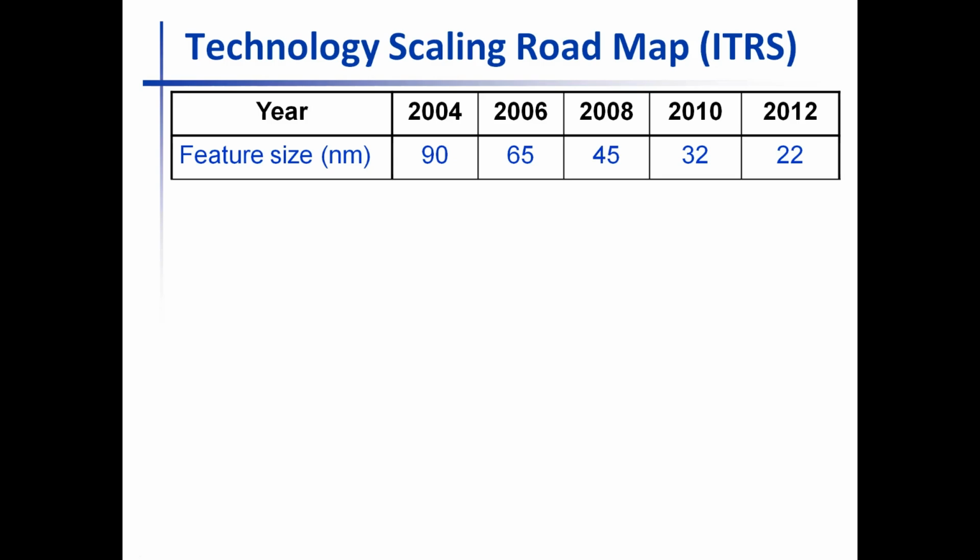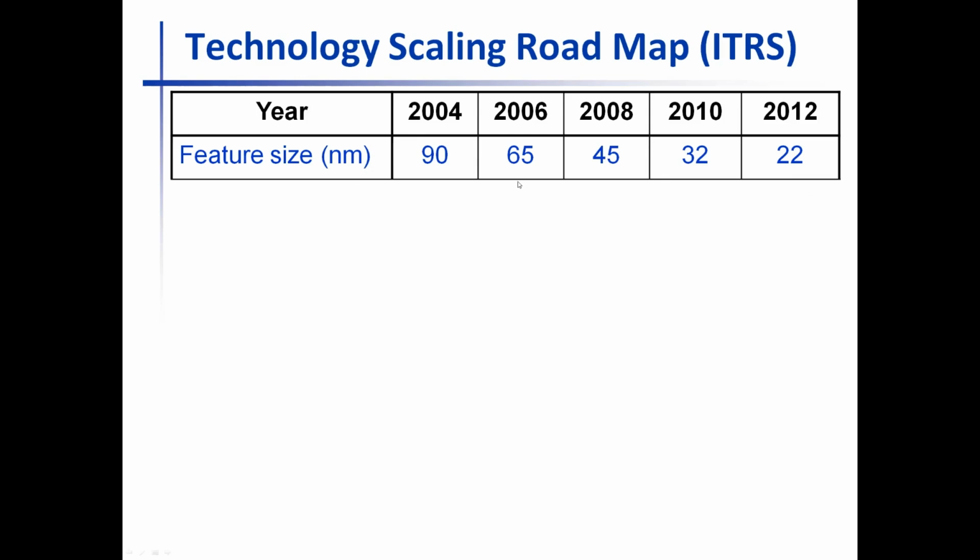So this entity kept producing this roadmap for a number of years, and it doesn't exist anymore. It was dissolved in around 2015. Why? We'll talk about that in a little bit. But in the early part of the 2000s, this is what it predicted for the roadmap. 2004, 90 nanometer, 2006, 65 nanometer, 2008, 45, and so on, right?